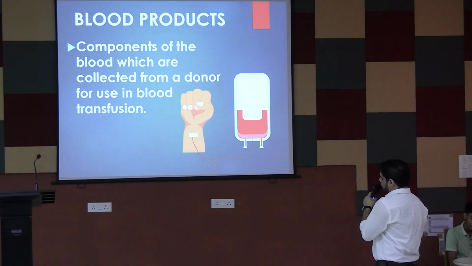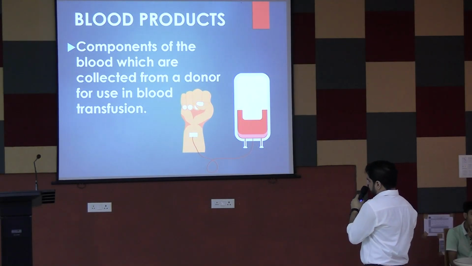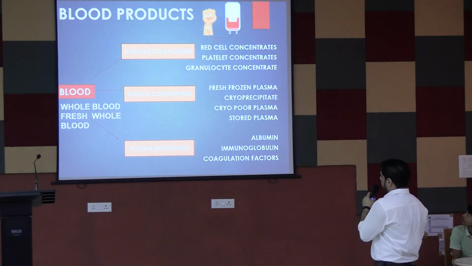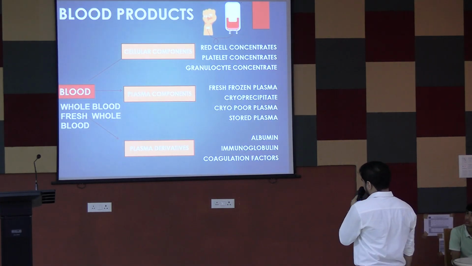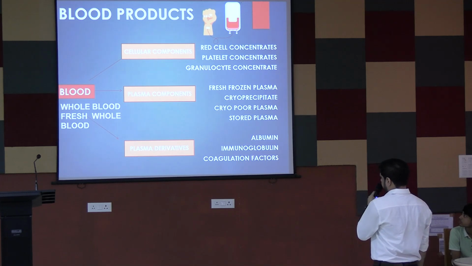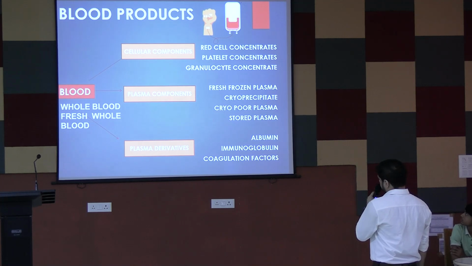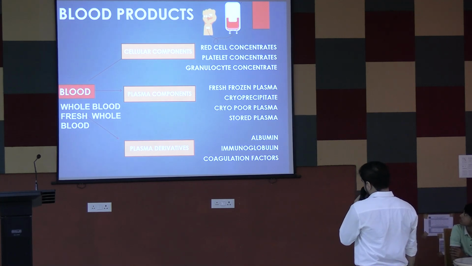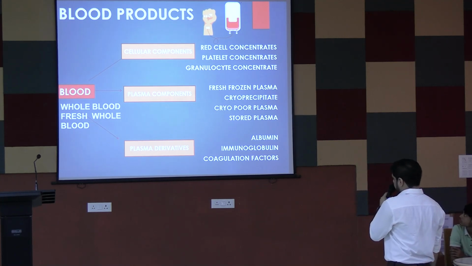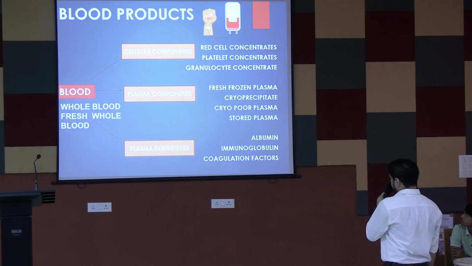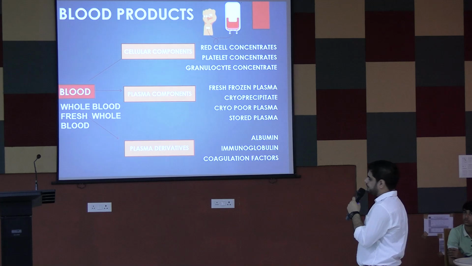Blood products are components of the blood which are collected from a donor for use in blood transfusion. Blood products are blood, the cellular component, and plasma derivatives. Cellular component: red cell concentrate, platelet concentrate, granulocyte concentrate. Plasma component: fresh frozen plasma, cryoprecipitate, cryopoor plasma, stored plasma. And plasma derivatives: albumin, immunoglobulin, coagulation factors.